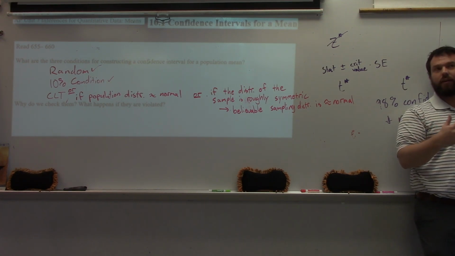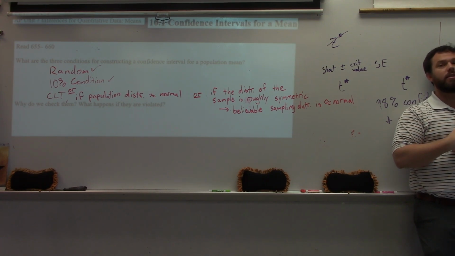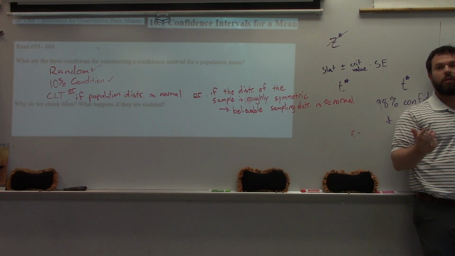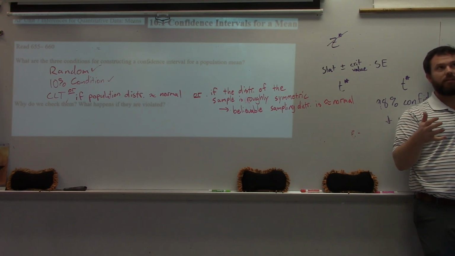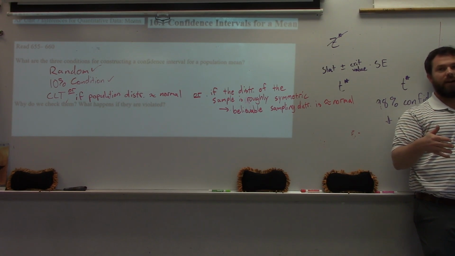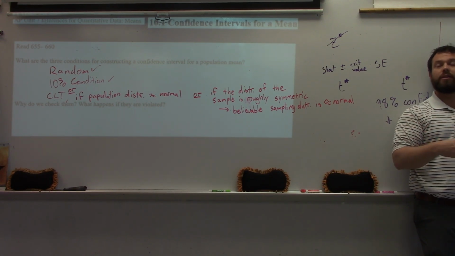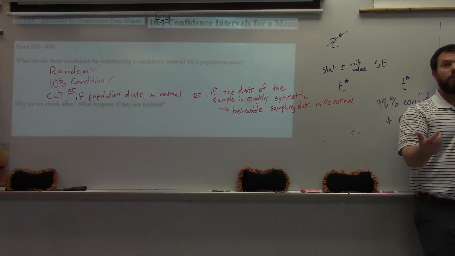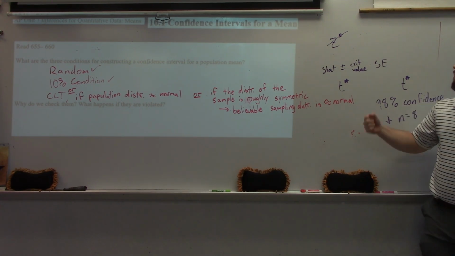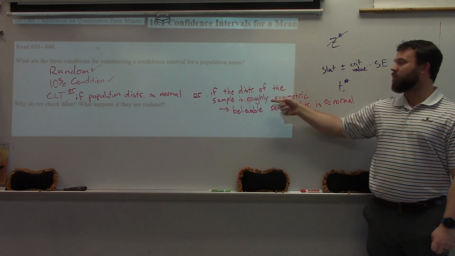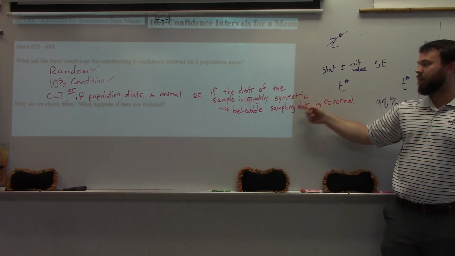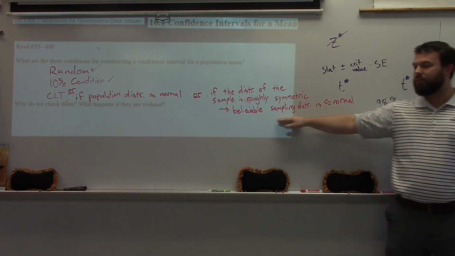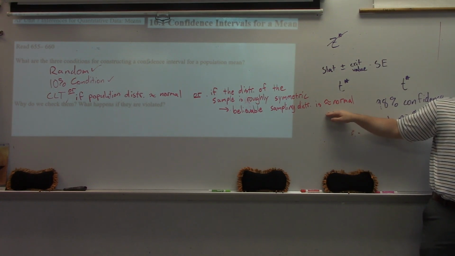The t distribution is not perfectly symmetrical in the sense that 95% of the data, or 68% of the data, is not within one standard deviation. 95% is not within 2. So it is still bell-shaped, it is still symmetrical, but it's not normal. It is symmetrical though, which is why if the distribution of the sample is roughly symmetric, we will say that it's believable the sampling distribution is approximately normal.